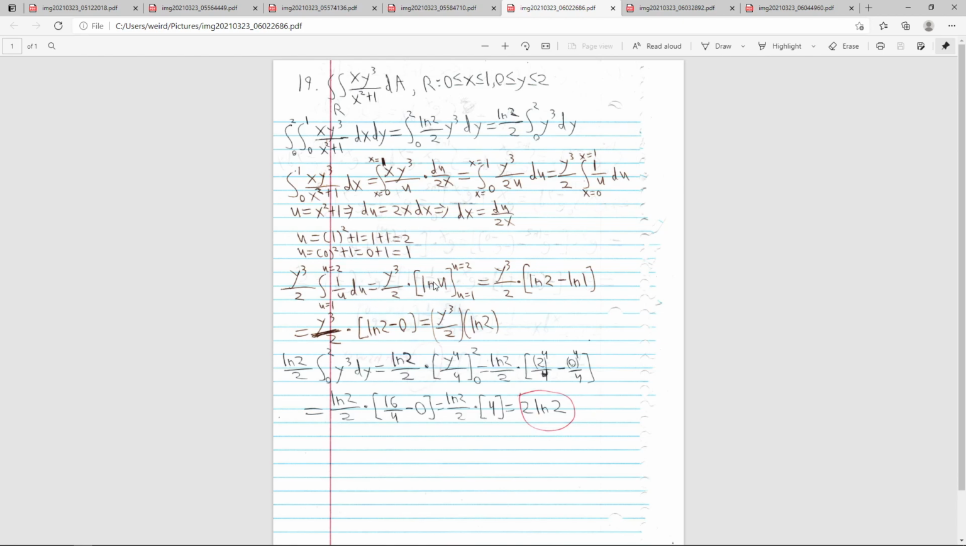That's what it is. And I also changed the limits: u equals 0 squared plus 1 and 1 squared plus 1, to get 1 and 2, because u equals x squared plus 1. So it's u is 1 and 2, not 0 and 1. But eventually you get y cubed over 2 times ln 2.